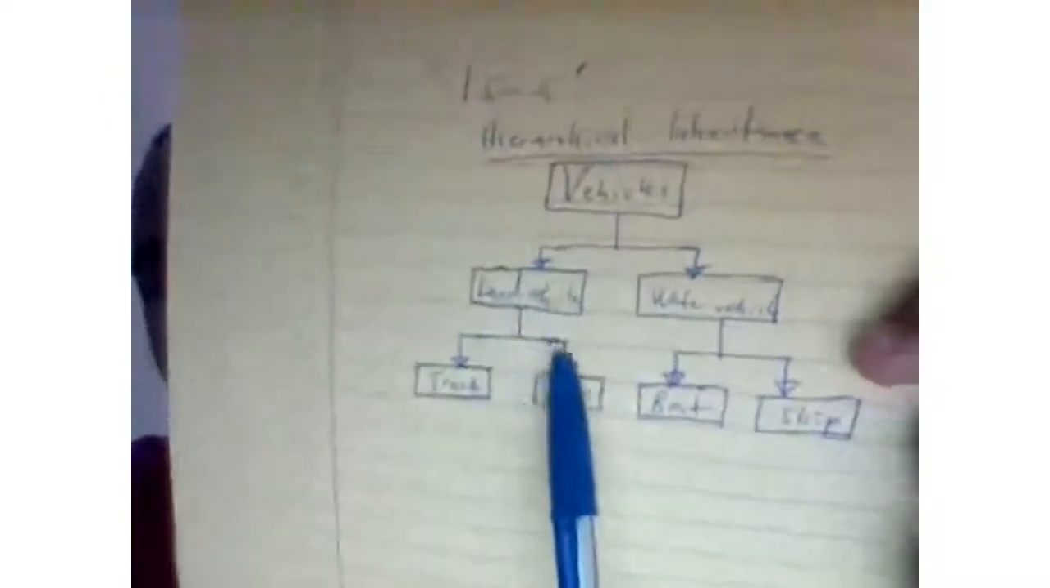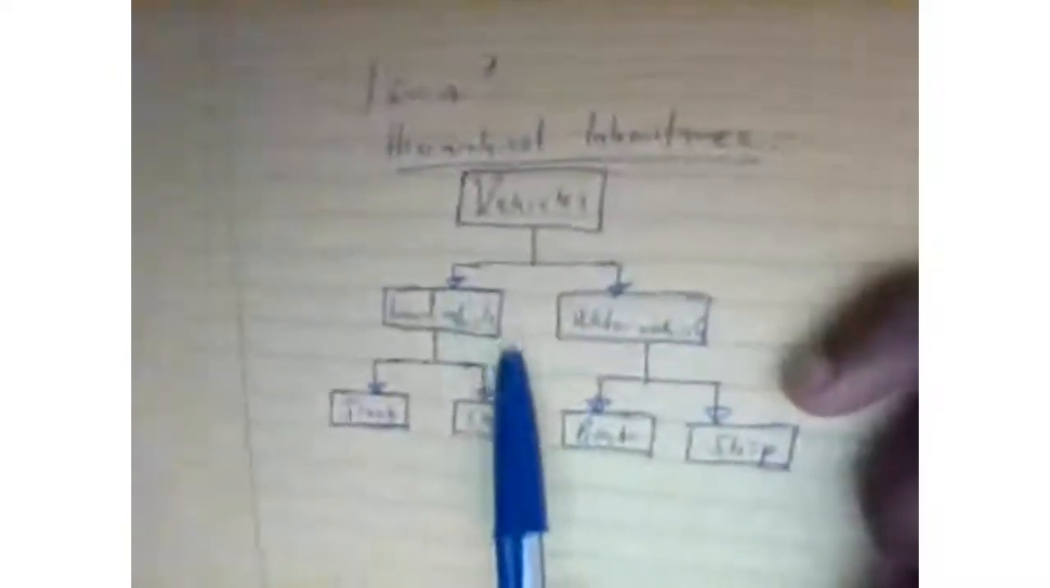A boat and a ship. So this is called a hierarchical relationship or hierarchical inheritance. So this is how it looks like. Now this is it. So you have hierarchical inheritance.